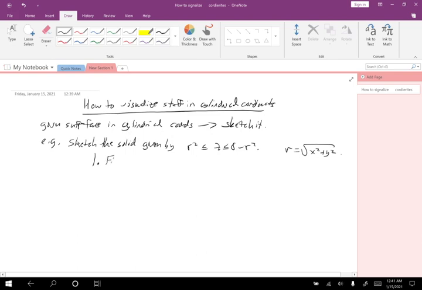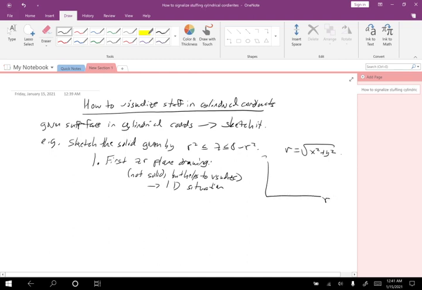So first, I would draw this in the ZR plane. This isn't what we're asked to do because the ZR plane is not a solid, but it helps to visualize, because again, it's a 1D situation. A 1D we understand very well. So on the x-axis, I'm going to put r, and on the y-axis, I'm going to put z, because this is where the functional relationships are. Z is a function of r.